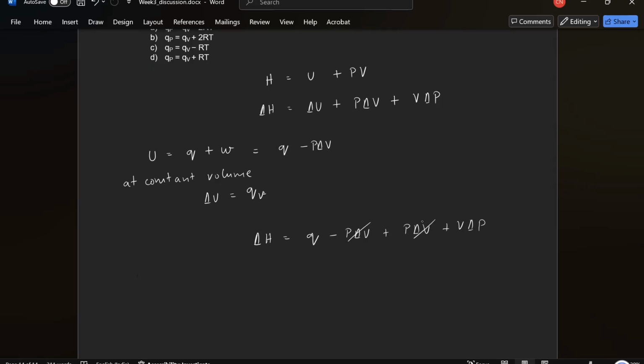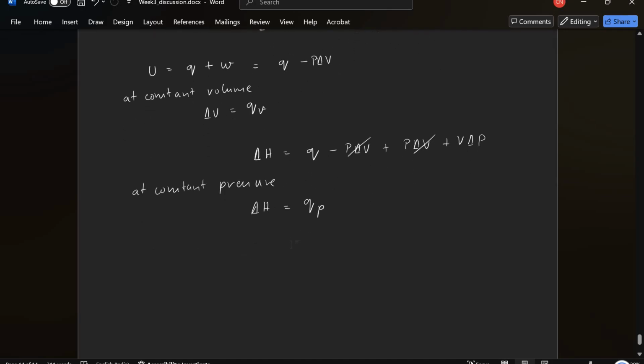Now consider a constant pressure process. If you consider a constant pressure process, this term is going to be equal to 0. So then delta H would become QP. Okay, so that was that. You can understand these two actually. I'll name this as 2 and this is 1.